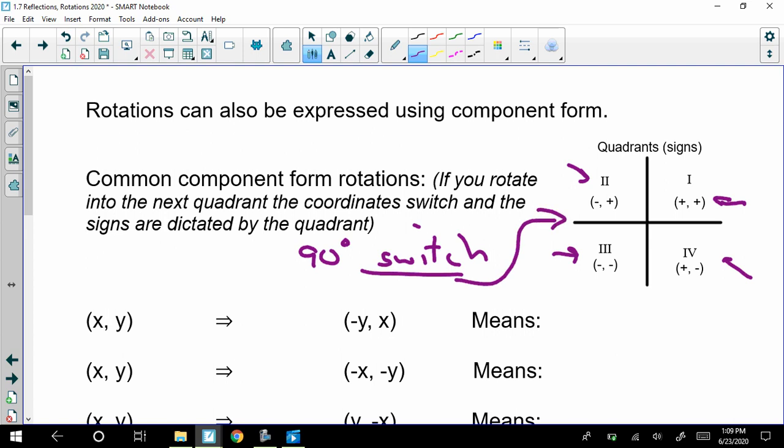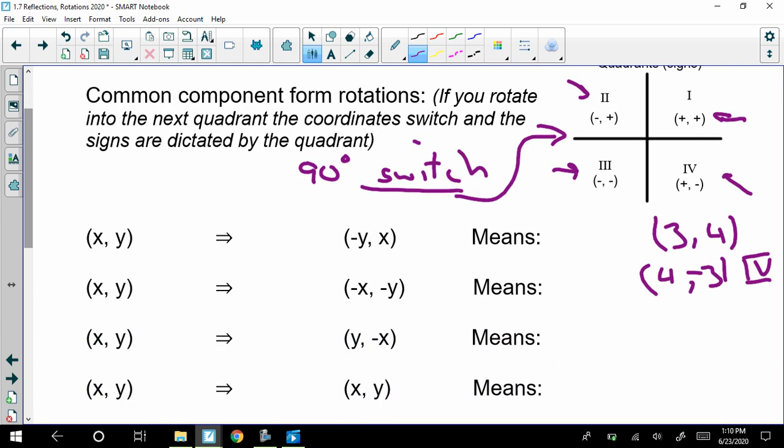So what I mean by that is if I go from quadrant 1, say I have the point 3, 4, and I want to go to quadrant 4, which would be 90 degrees clockwise, I switch the coordinates, make it 4, 3, and in quadrant 4, the y-coordinate is negative, so the y-coordinate now becomes negative. So that's what we're doing. We're just switching the coordinates and changing the sign, we're keeping the sign of the quadrant that we go into.